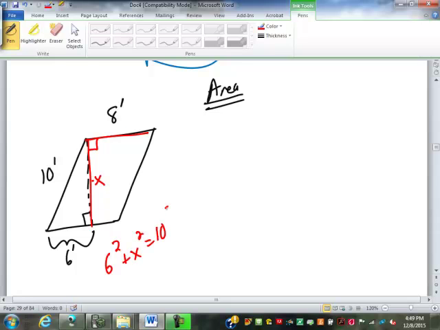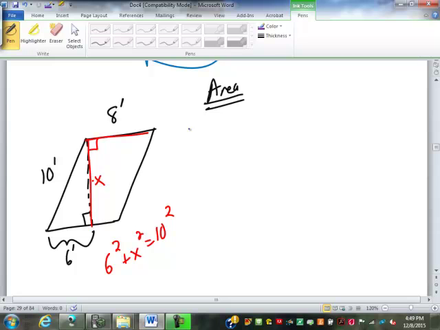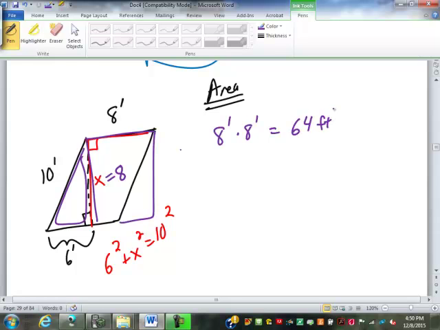6 squared plus x squared equals 10 squared, right? If I work that out, what does x come out to be? Should come out to be 8. So now, the area is the 8 feet here times the 8 feet there. And that's a full box. It's a squished rectangle, but it's still a rectangle. If I cut this piece off and put it over here, it would be a rectangle. So it's 64 square feet.